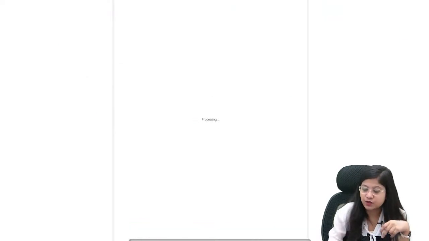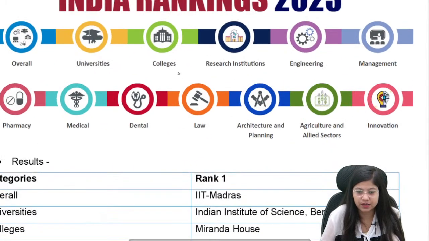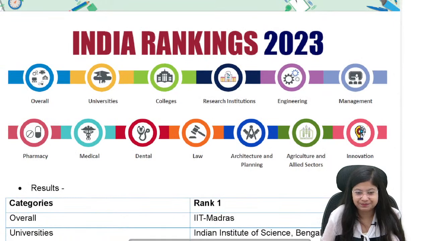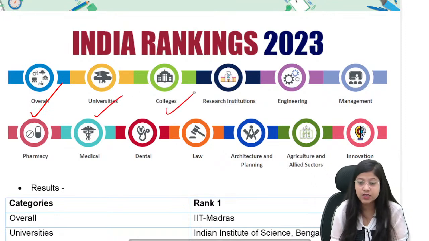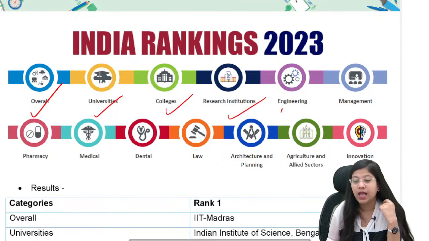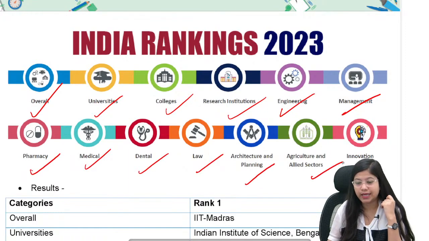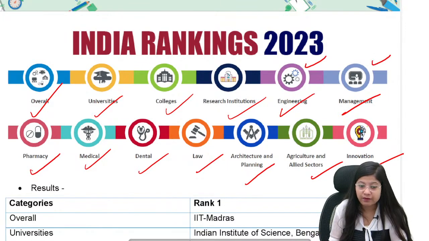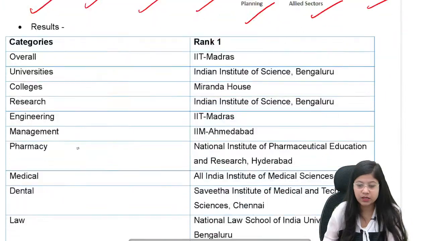As far as the categories of rankings are concerned, look at it. We have many categories. I know that NIRF becomes a little bit of a pain in the head as far as the rankings are concerned. So overall ranking is there, then university rankings, college rankings, research institutions, engineering, management, pharmacy, medical, dental, law, architecture, agriculture, innovation. In all these categories, we have the institutions and colleges which are performing best. Now here you can clearly see the rankings.